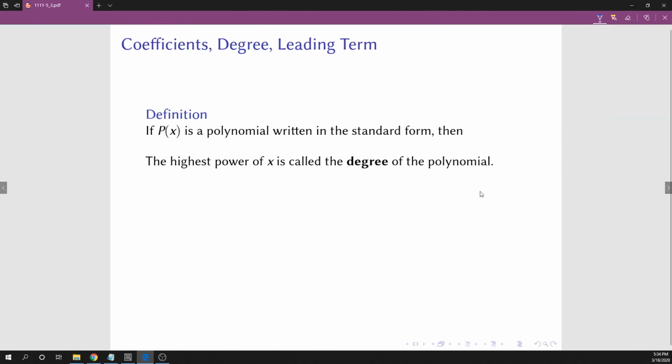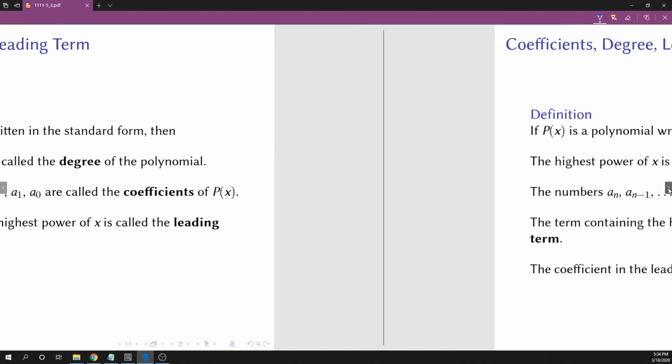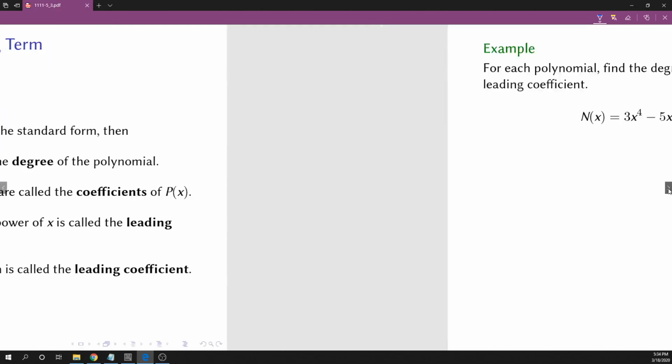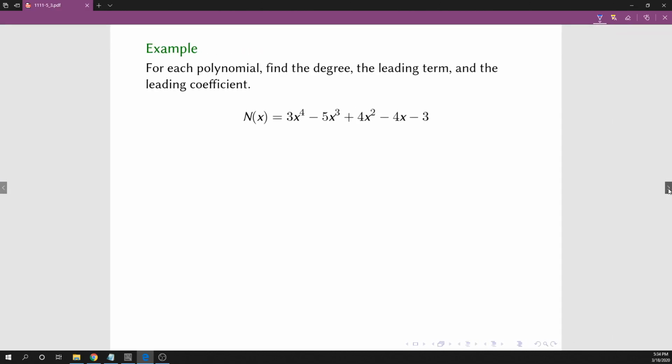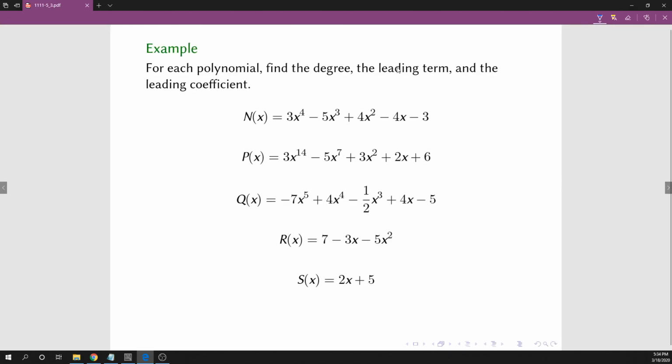All right, and the highest power of x when the polynomial is written in the standard form is called the degree of the polynomial. And the numbers out in front of the powers of x are called the coefficients of the polynomial, or p of x. The term containing the highest power of x is called the leading term of the polynomial, and the coefficient with the leading term is called the leading coefficient.